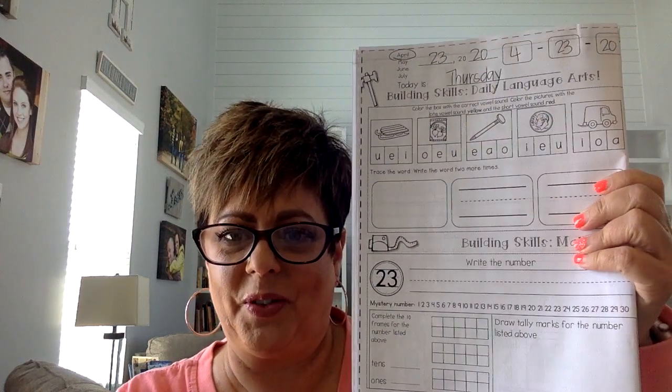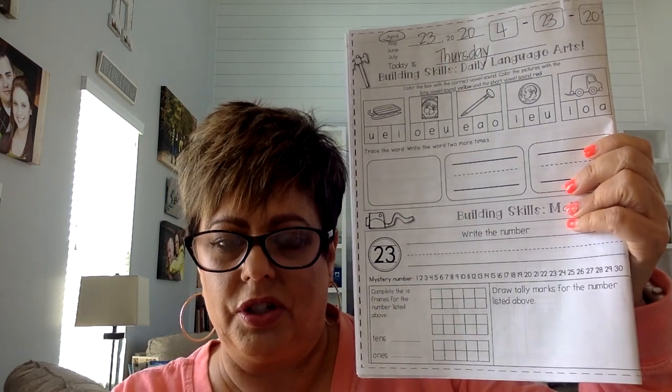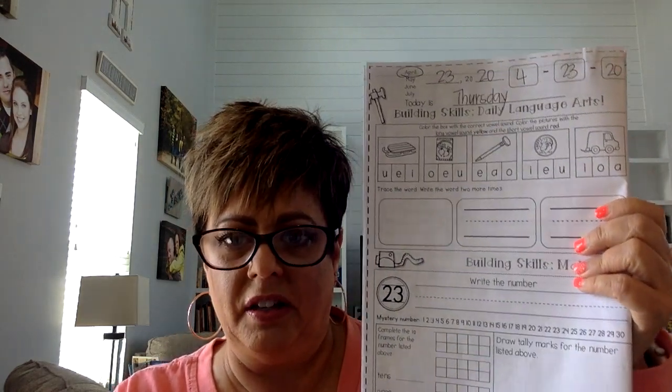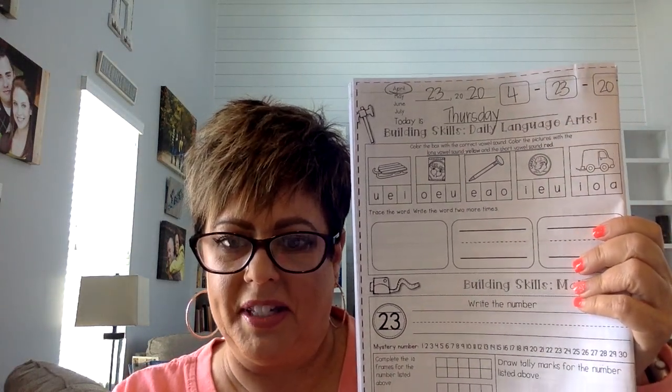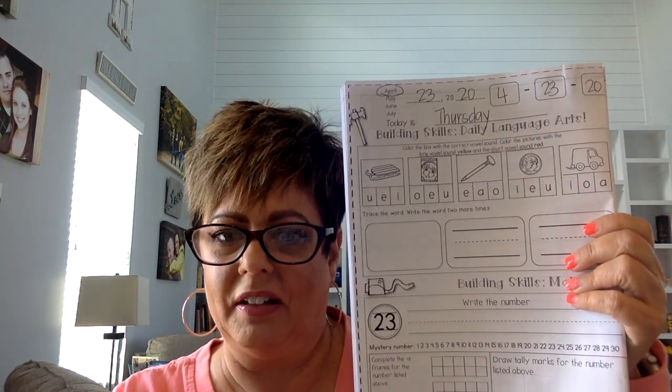Let's get ready for journals. This is your journal page. You should just turn to the next journal page and see it. There's a number 23. There is a sled, some seeds, a nail, a dime, and a van.